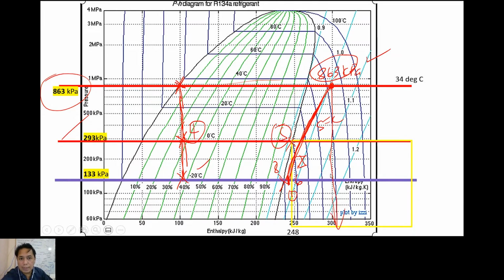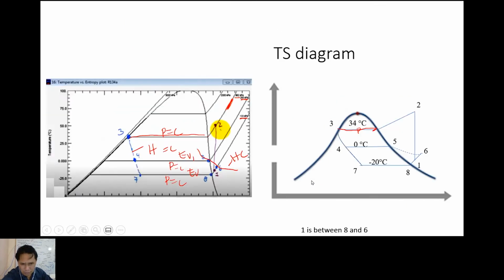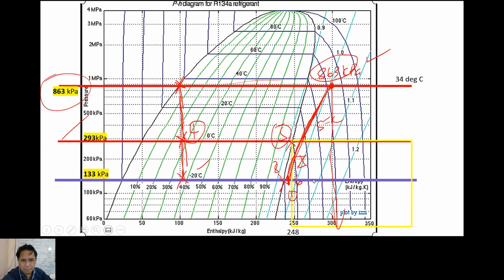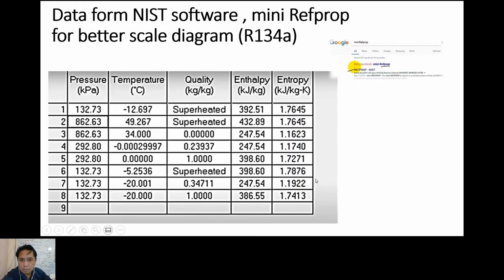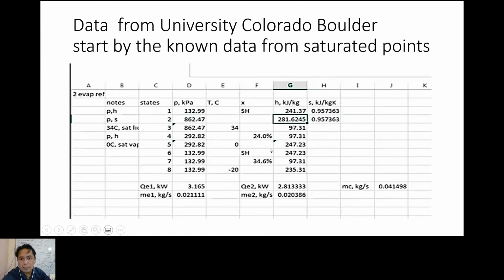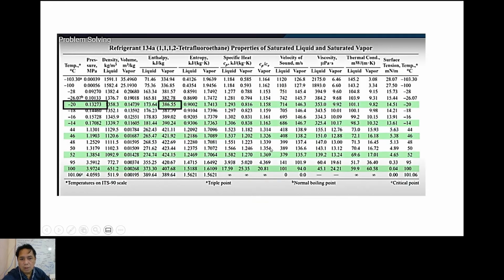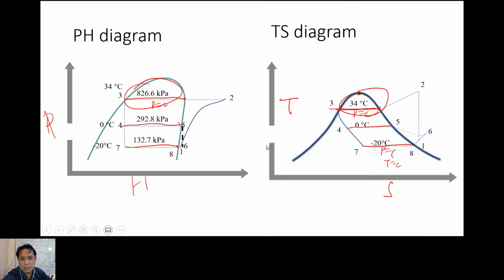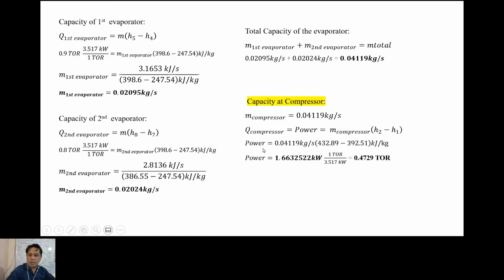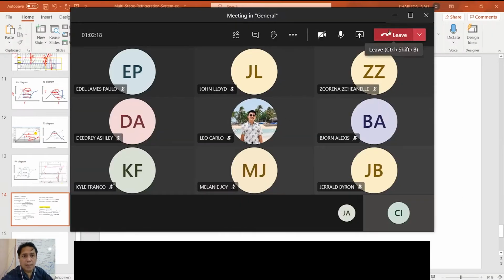So anong enthalpy natin dun sa 2? Sabi diyan sa enthalpy at 2, enthalpy at 2 is what? Ito, no? 432.89. So makukuha mo naman 'yon, no? Or somewhere in that region. Okay? I think this is already okay, no? Kinorek ko lang yung mga ano natin, no?